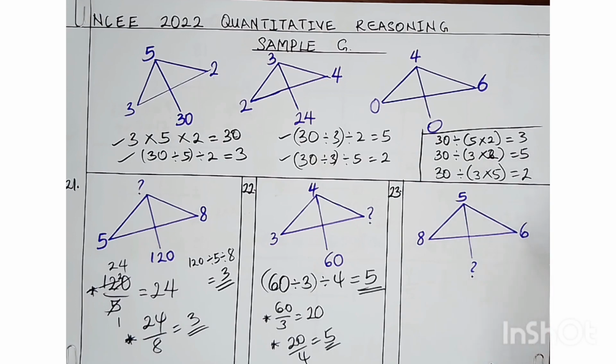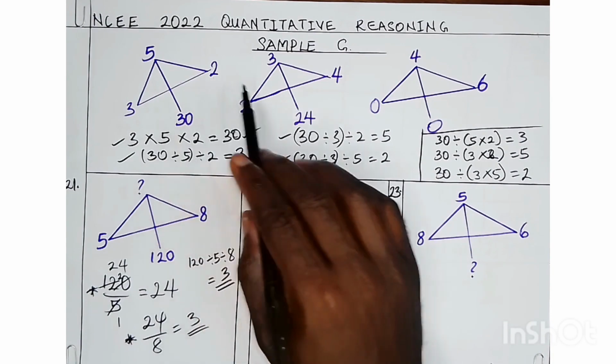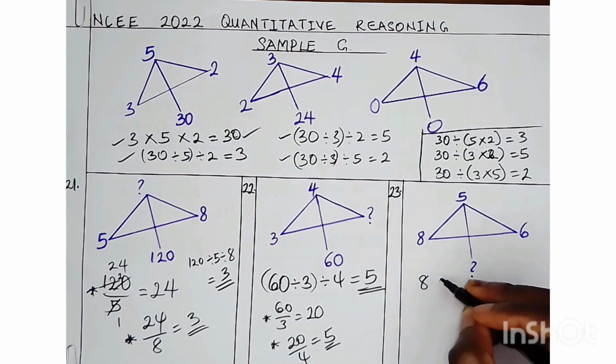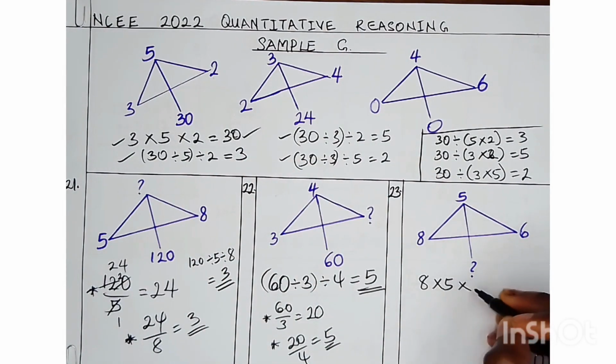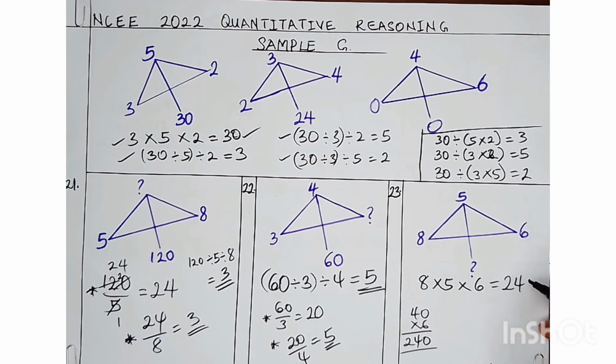Then the last one, we're looking for the final result. So what do we have there? 30. How did we get that? We multiply the 3 components. So we're going to do 8 times 5 times 6. From our multiplication fact, 8 times 5 is 40. Then 40 times 6. 6 times 0 is 0. 6 times 4 is 24. So our answer is 240.